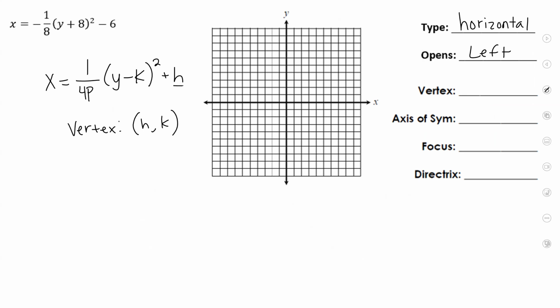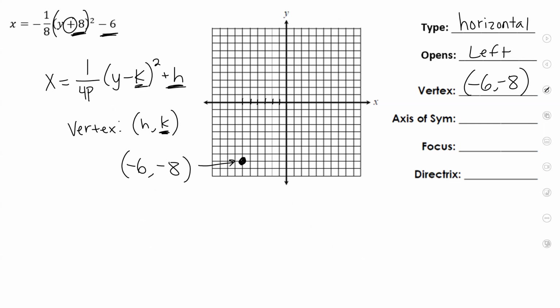Notice your h location is different from the last problem. So your h value is -6. Your k value is -8. Remember, inside of the parentheses, you do the opposite. So we have a plus sign, so we're going to do a minus sign. So let's go ahead and plot the vertex. Go left 6 and down 8. That's right here. So this is your vertex.